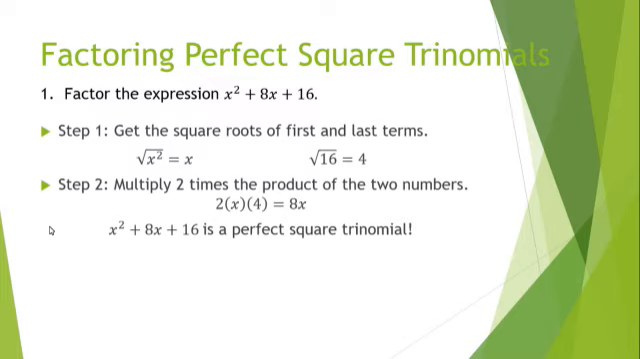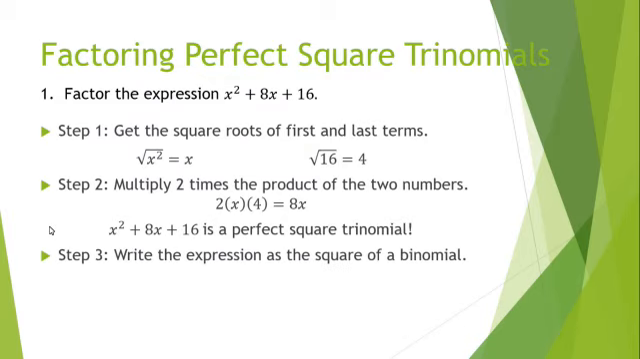Now, what should we do next? This leads to step 3. Write the expression as the square of a binomial. Following the pattern before, we have this one. X squared plus 8x plus 16 is equal to x plus 4 quantity squared. Notice the red arrows again. It indicates where x and 4 came from.